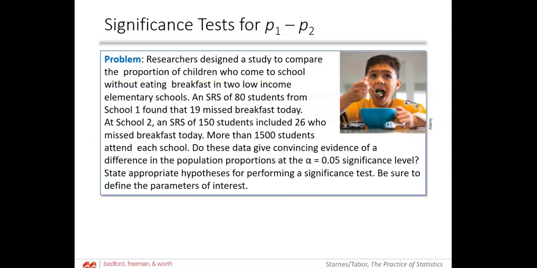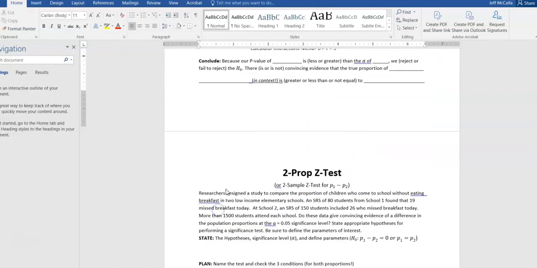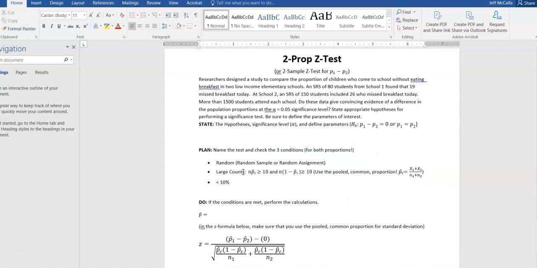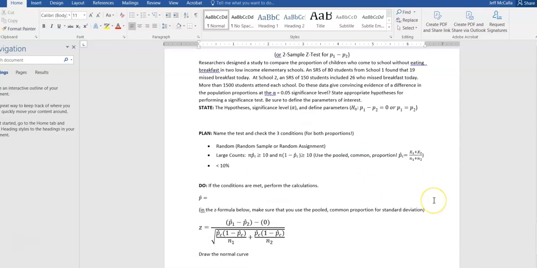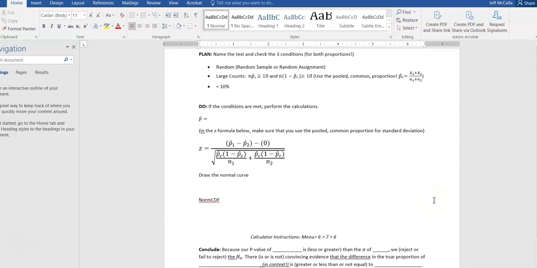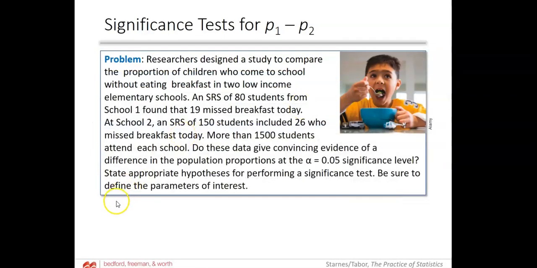Okay, so significant test here. By the way, if you are in class, you're going to get this sheet. It's a two-prop z-test sheet that lays out all the steps on one piece of paper. If you want to look at that, it does give the steps for this problem, which might be nice for you to have.